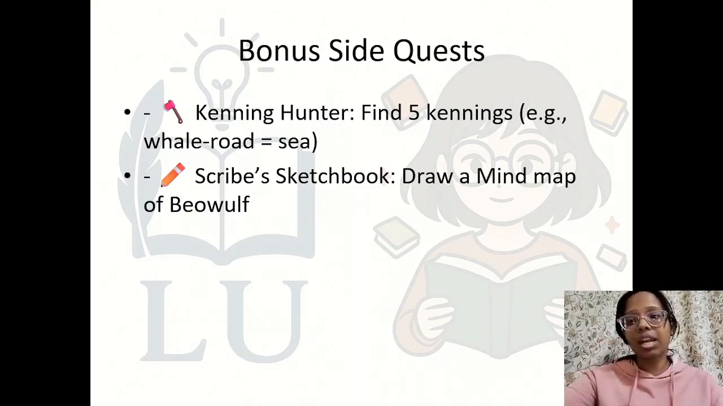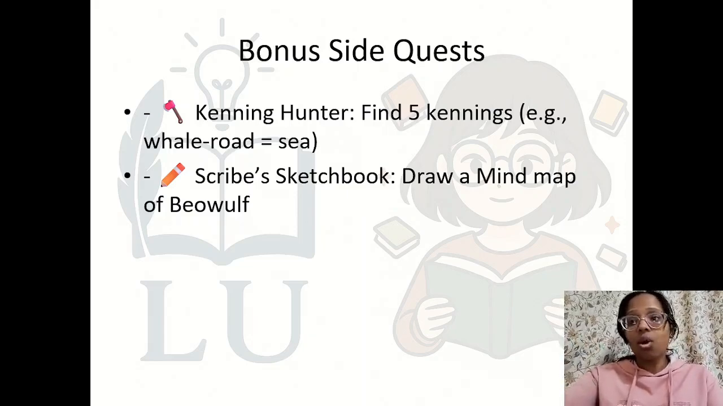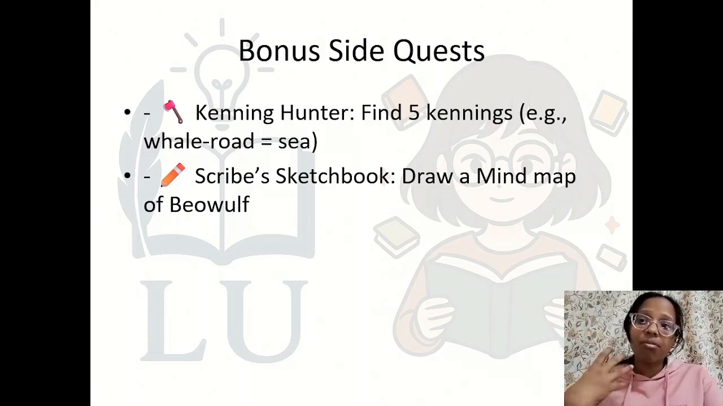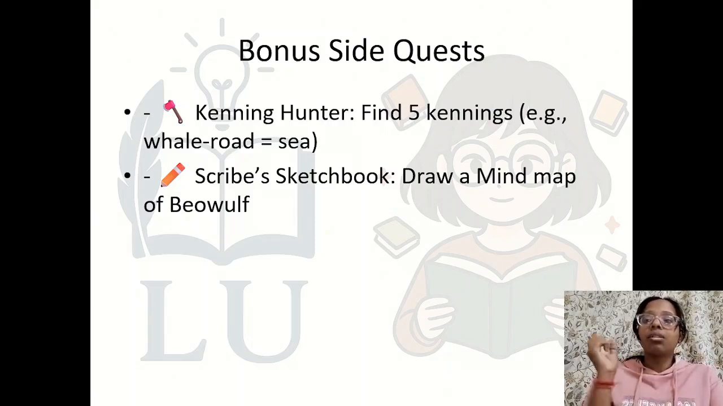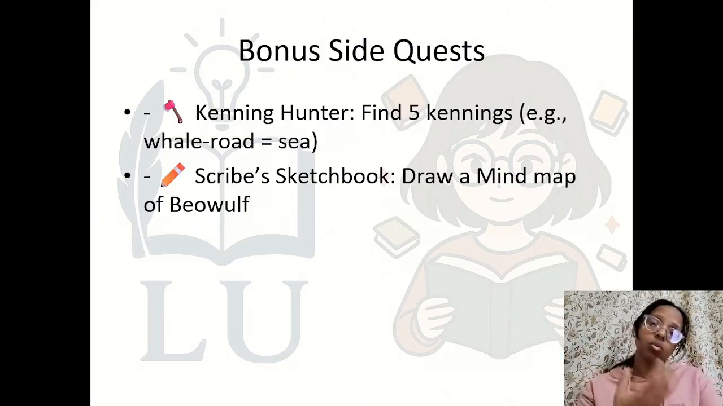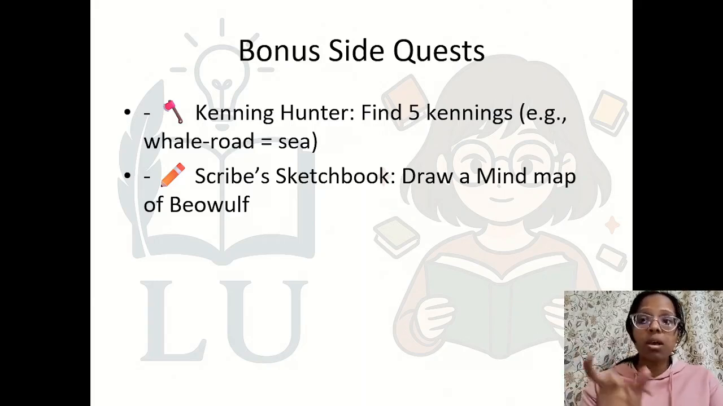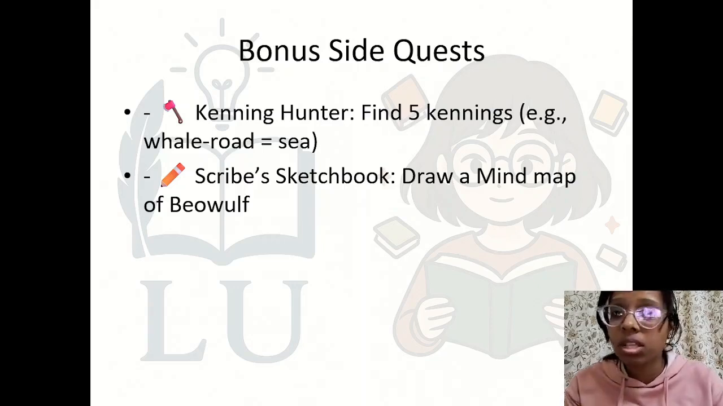Now, the bonus side quests. There are 2 questions given on the screen which will earn you some bonus. If you want to have more creativity or know more about the techniques used in Beowulf, you can go for these quizzes. The first one is the Kenning Hunter, where you can find at least 5 kenning words that were used in the Beowulf text. For example, whale road for sea, battle sweat for blood. Or you can make a mind map for Beowulf to understand more about the heroism, monsters and themes.